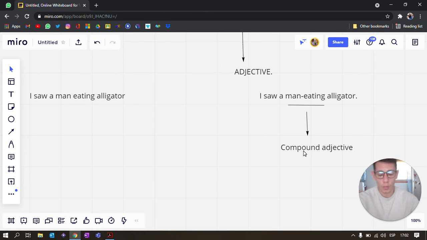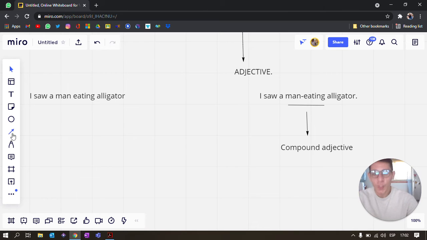So this means that the first one doesn't contain a compound adjective. Here the word man-eating is modifying in a way the word alligator. So it's giving me information about the alligator. If you don't know the meaning of the word alligator, it's similar to saying crocodile. So it's giving me more information about the alligator. It's an alligator that eats men.